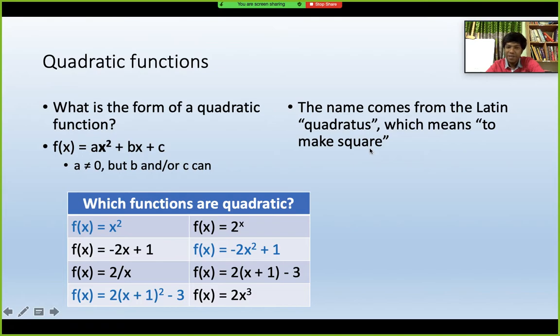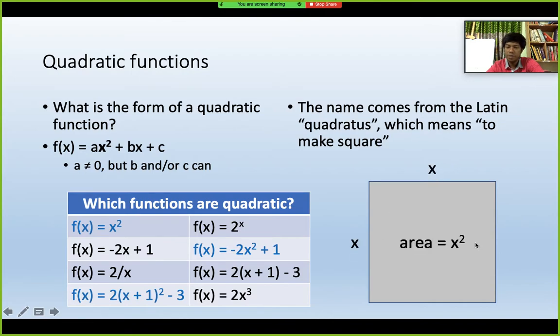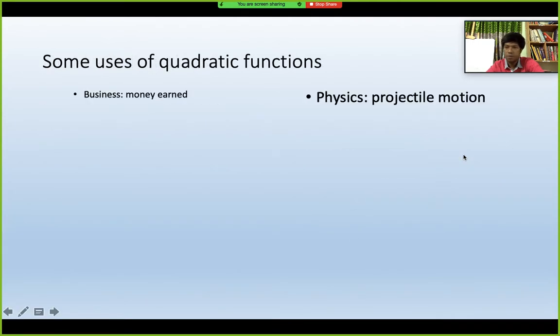The name comes from the Latin quadratus, which is to make a square. So this word quadratic actually came from some Latin word which is related to square. There is some relationship between the square and its name. The figure in this mathematics is related to the square. Say x and x, you have x squared. The area, x squared means the area or the space inside this box. So they are somewhat related.